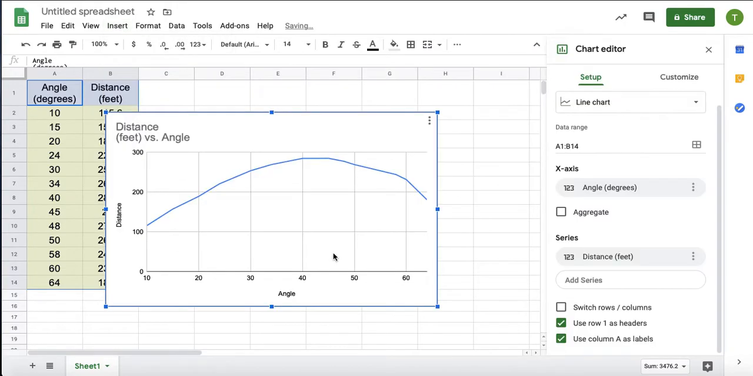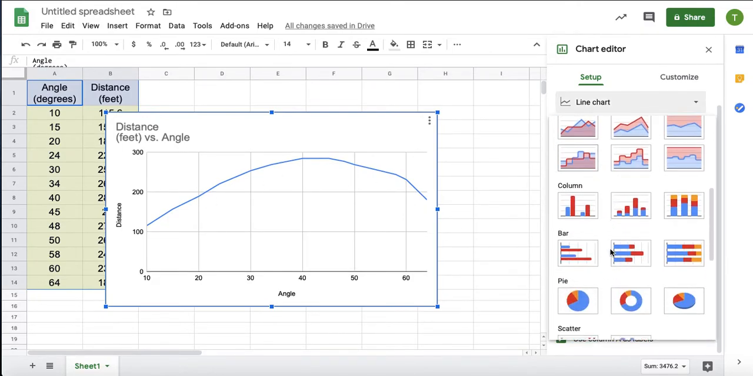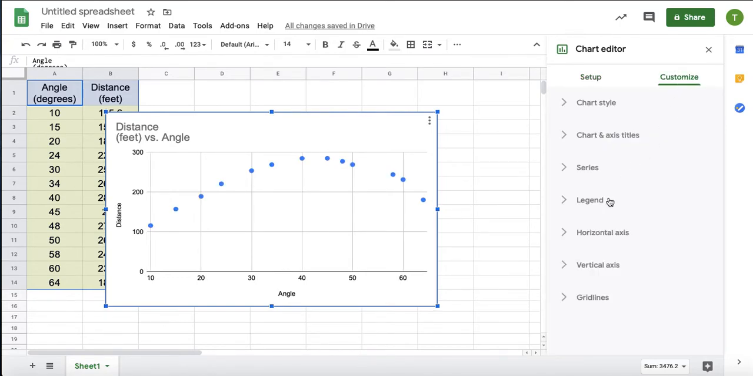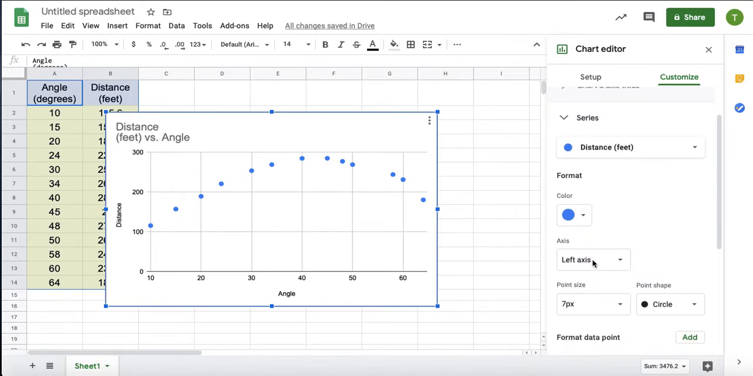If we go ahead and put in a quick chart here, I can quickly see that it's kind of U-shaped. So it kind of looks like a parabola. Let's go ahead and clean this up. We're going to change it to a scatter plot. Then I'm also going to go here to the series, and let's play with a few things here.